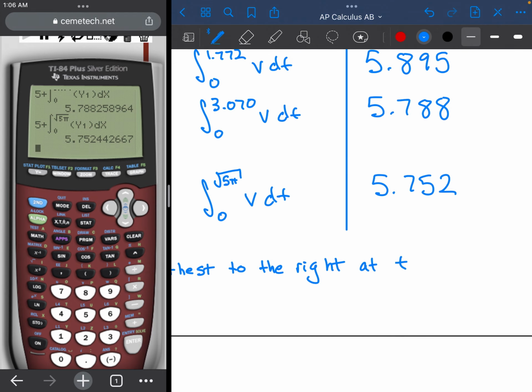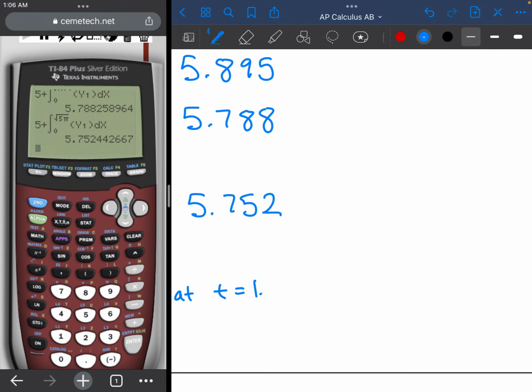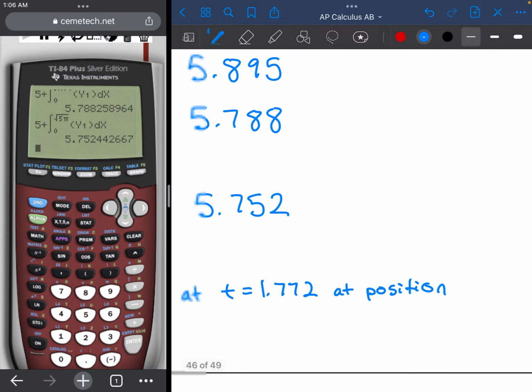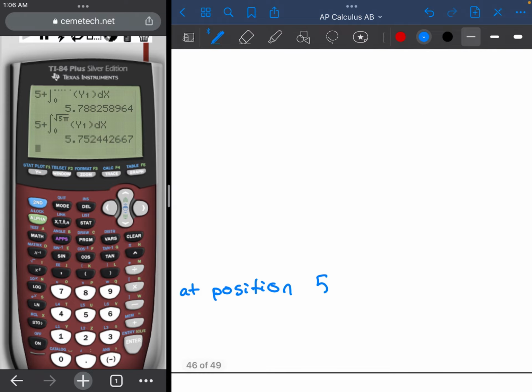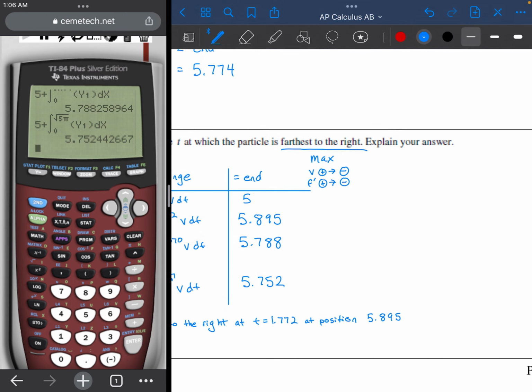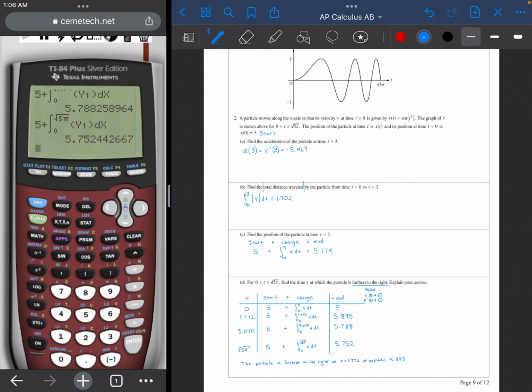at t value is equal to 1.772, at position 5.895. Whoa, what just happened there? That's weird. 5.895. The mysteries of the iPad, we'll never know. I will. Just give me some time. That's as far as we can go. I think that's the whole problem. Yeah, that was part D.